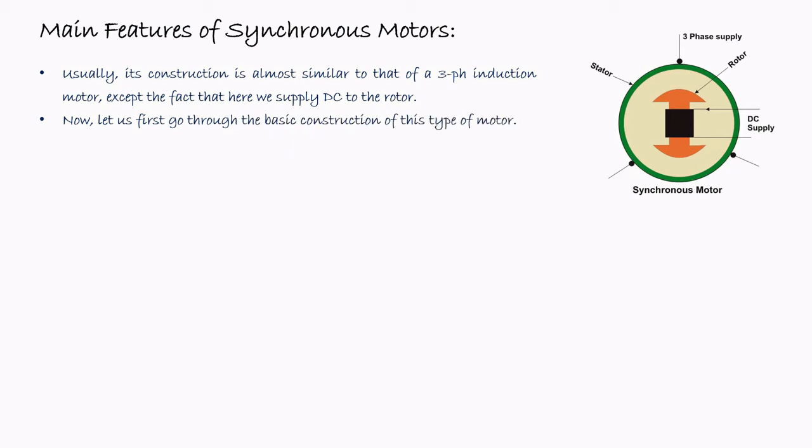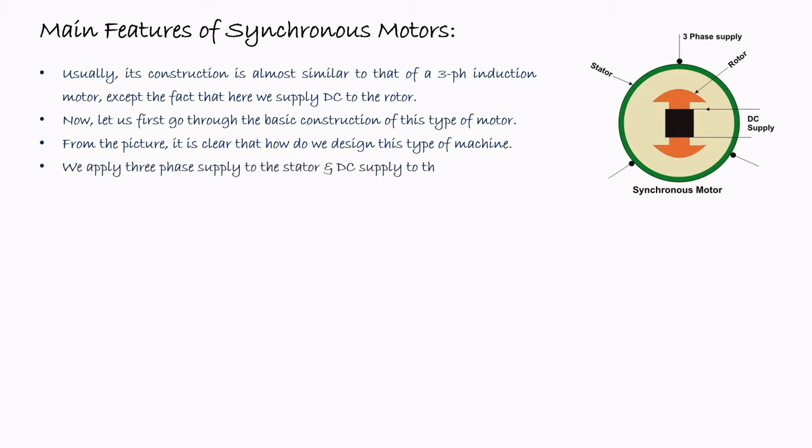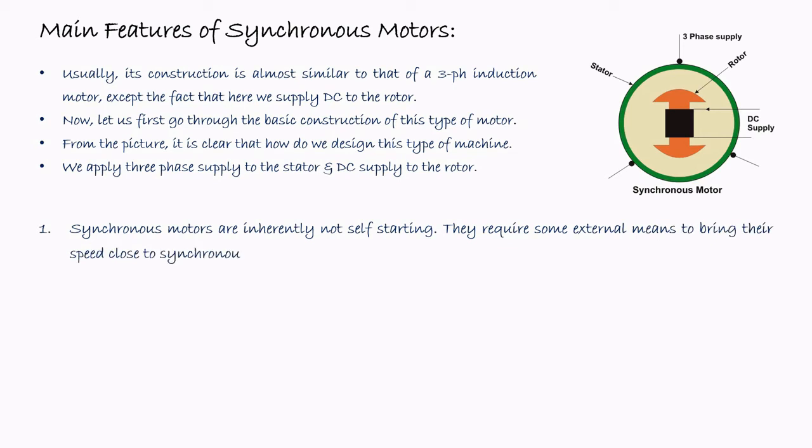Now let us first go through the basic construction of this type of motor. From the picture, it is clear how we design this type of machine. Here we can easily understand the construction of a salient pole synchronous motor. We apply the three-phase supply to the stator and DC supply to the rotor, as we have already mentioned. So the main features: synchronous motors are inherently not self-starting machines. They require some external means to bring their speed close to the synchronous speed before they are synchronized.